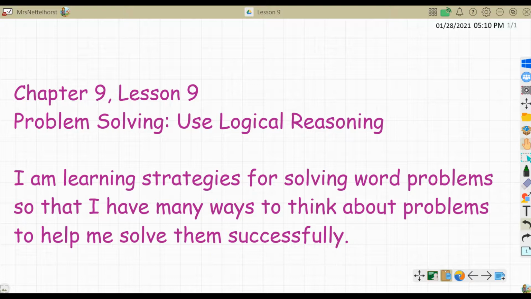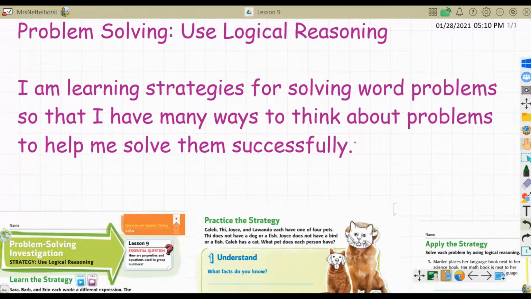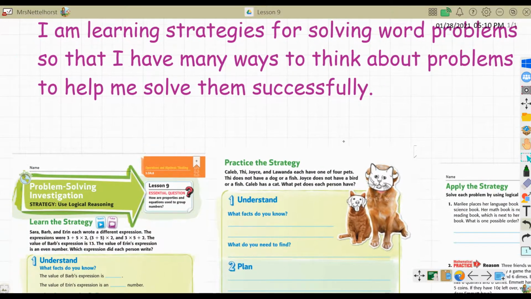Hi, boys and girls. Today we're doing Chapter 9, Lesson 9, Problem Solving Using Logical Reasoning. So our learning intention is I am learning strategies for solving word problems so that I have many ways to think about problems to help me solve them successfully. So this is another strategy. This is actually kind of a fun one, I think.